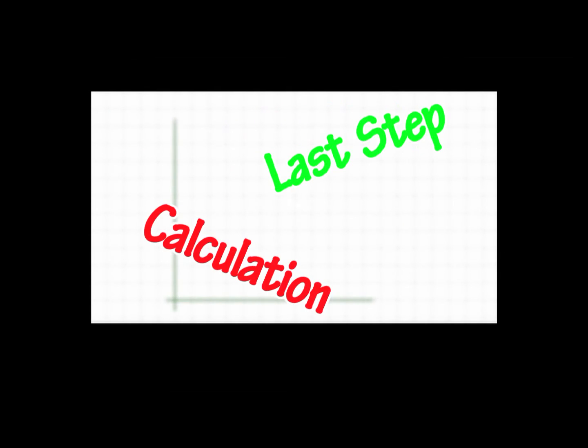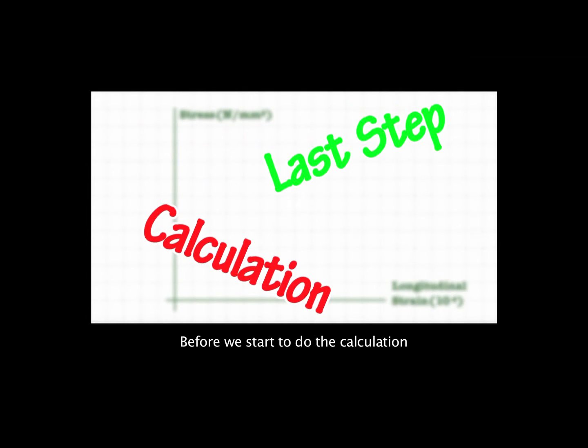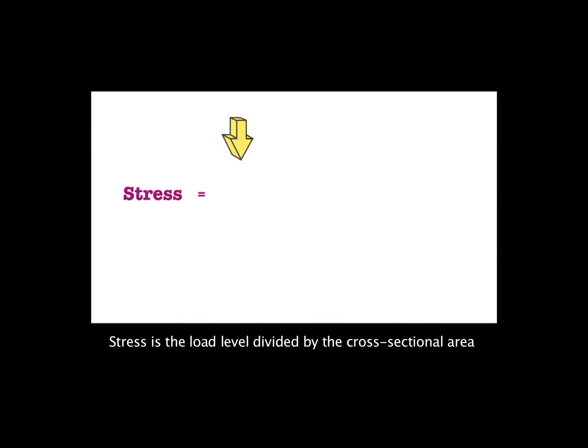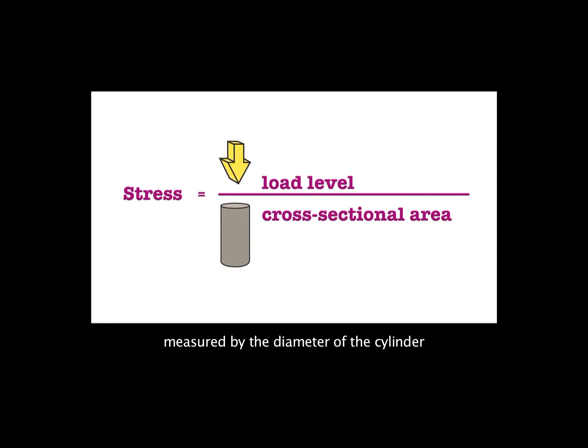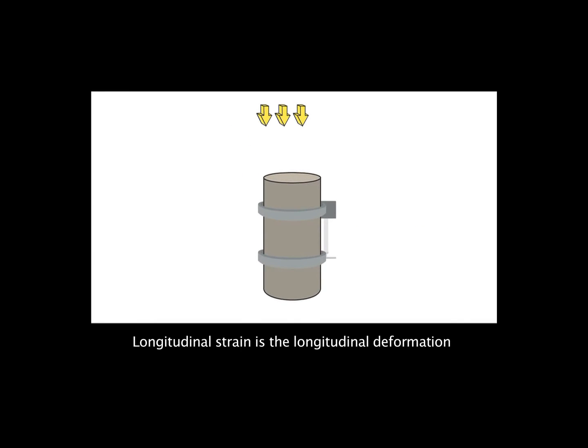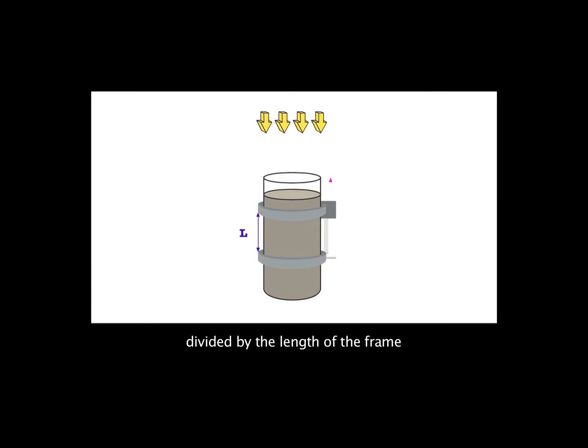The last step is calculation. Before we start to do the calculation, the definitions of the following terms should be introduced. Stress is the load level divided by the cross-sectional area measured by the diameter of the cylinder. Longitudinal strain is the longitudinal deformation divided by the length of the frame.